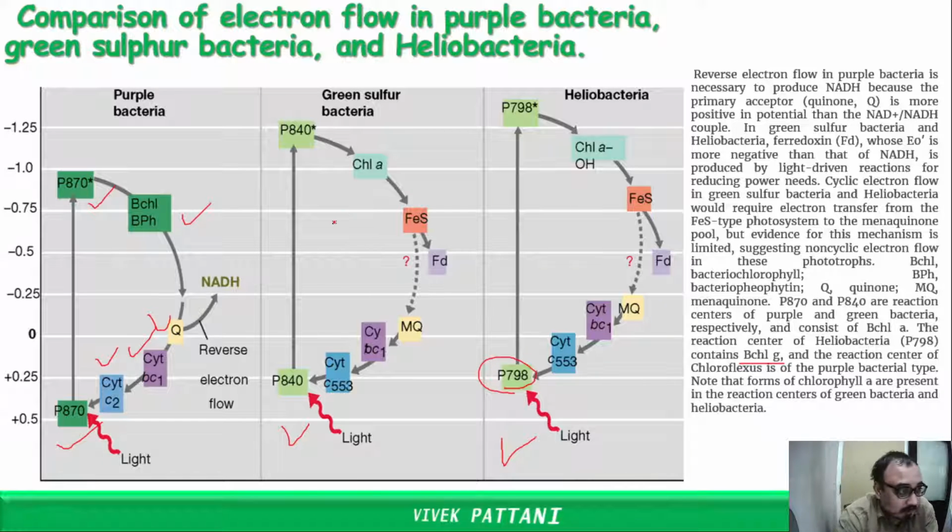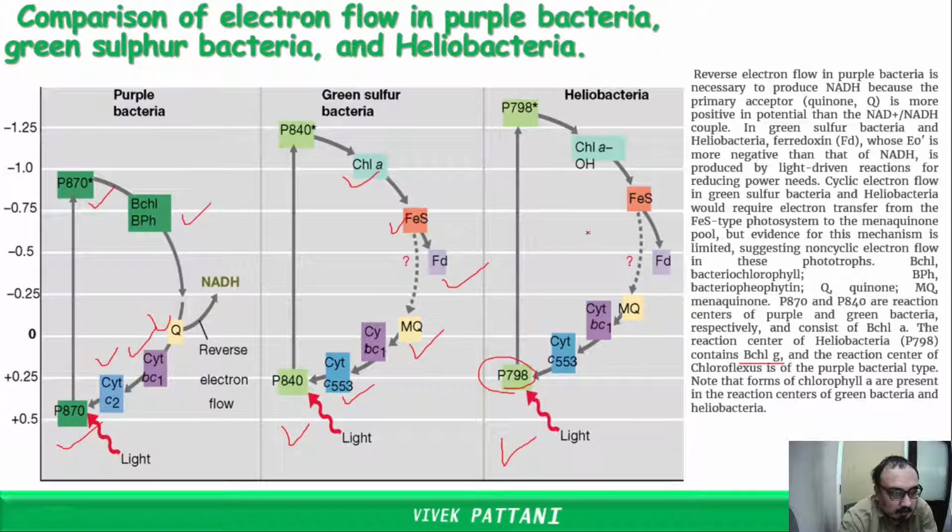But in the case of green sulfur bacteria, the reaction center P840 gets excited and transfers the electrons to A0, to the FeS complex, and to the ferredoxin. It may also transfer electrons to the menaquinone, but the mechanism is still not known. Further transfer goes to the cytochrome bc1 and cytochrome c553. Again, electrons are transferred to the P840.